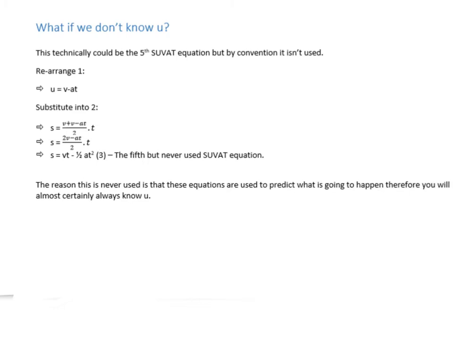Anyway, the reason we never use this is because these equations are designed to model what will happen to an object. So u is almost always a known quantity, and if it's not, it's usually calculable from equation 1. So that's the reason we never use this equation, because it's not telling us anything particularly useful, but it's there just in case you were wondering why we're not using it. Okay, so let's have a look at some examples of putting these into practice.